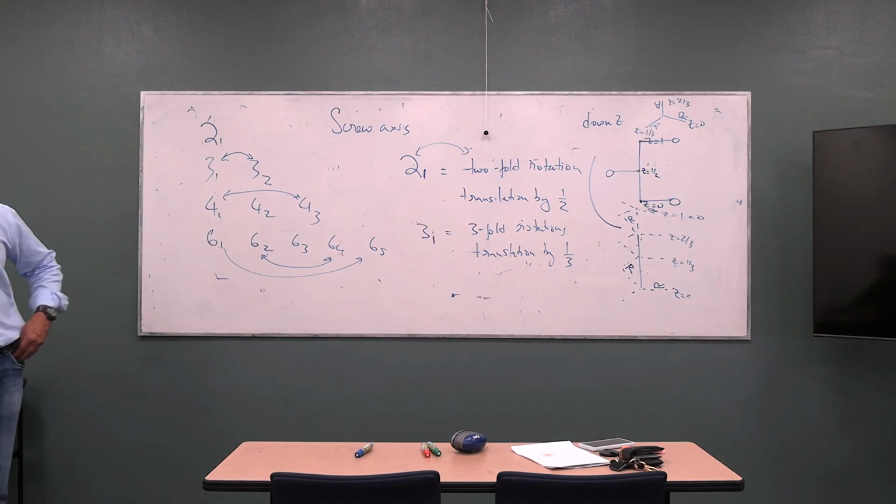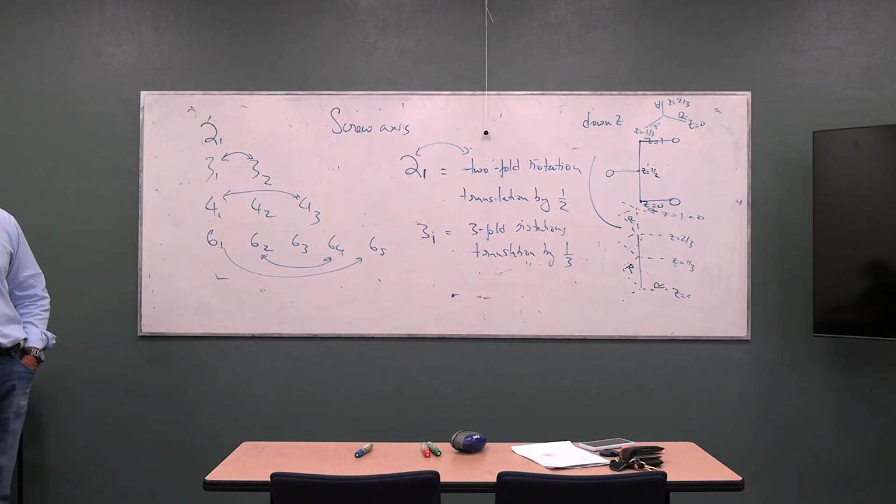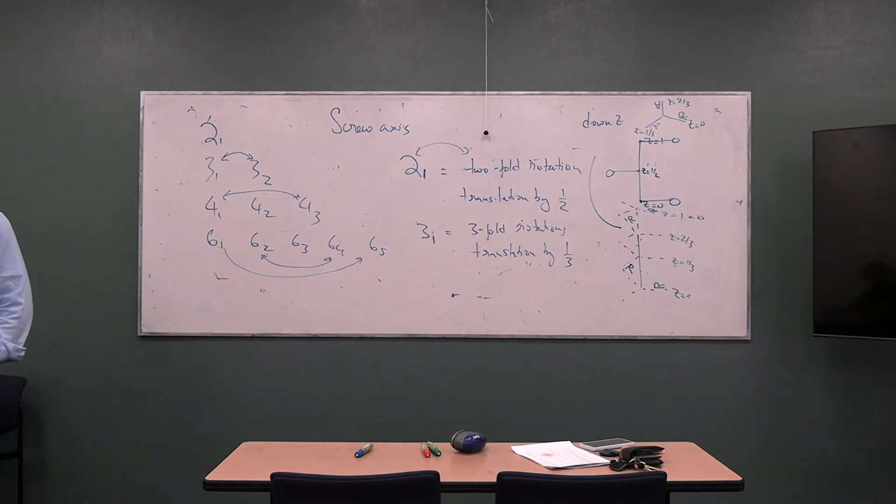So a 3-1 screw is a 3-fold rotation and a translation along the screw axis, along the z-axis usually, by 1/3. What's a 3-2 screw? It's a 3-fold rotation, and it's the translation by 2/3. It's a translation by 2/3.